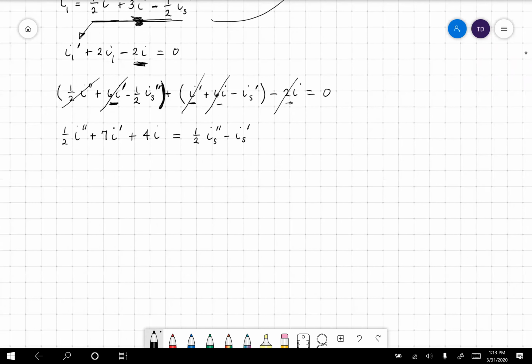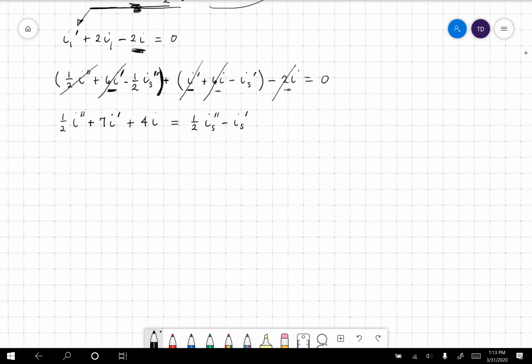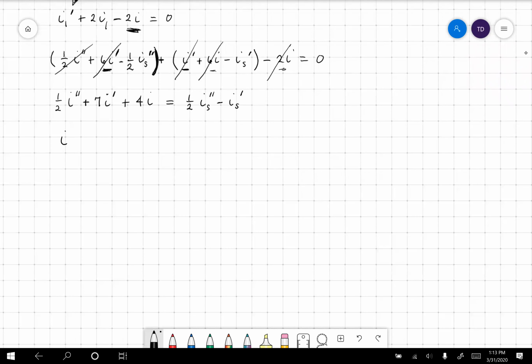So we're looking for the differential equation. We multiply by 2: I double prime plus 14I prime plus 8I equals, multiply by 2, IS double prime minus 2 IS prime. So there's our differential equation.